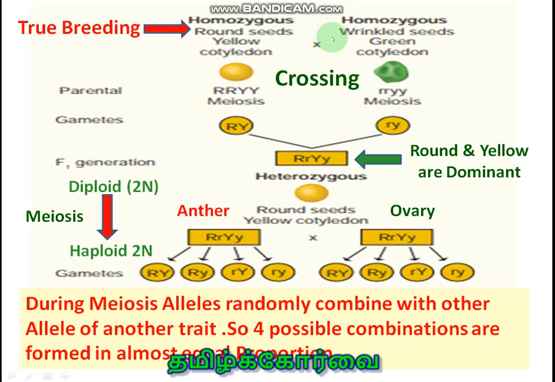The true breeding homozygous crossing takes place. F1 plants are produced with round yellow, the dominant traits. This is the anther mother cell, and this is the mother cell within the ovule. And when they are producing the gametes, four types of gametes are produced. You see, during meiosis, alleles randomly combine with other alleles. Capital R randomly combines with either capital Y or small y. So four possible combinations are formed in almost equal proportion.